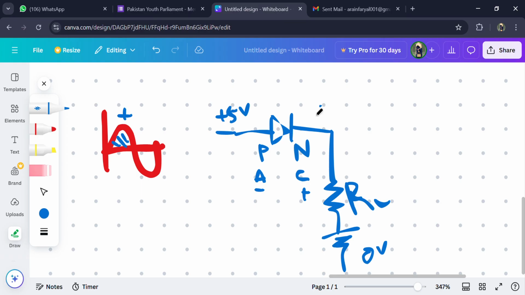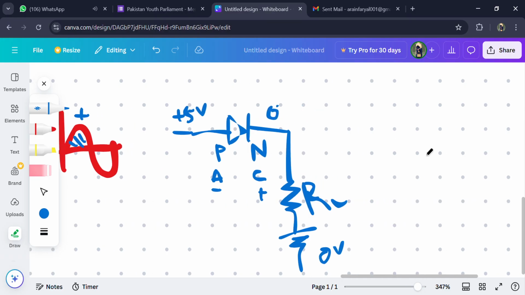So the charge on the n side so far is what? Only 0 volt, since none of the current is actually flowing from here. So this is 0. Now tell me this thing, will positive 5 volt get attracted to the 0 volt? On the number line, positive 5 volt is greater than the 0 volt. Again, the positive 5 volt will get attracted towards the negative pole of the diode.